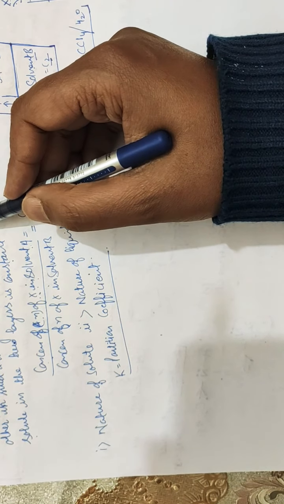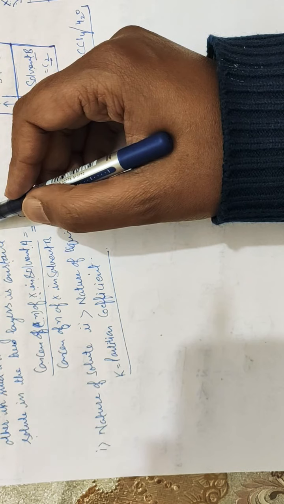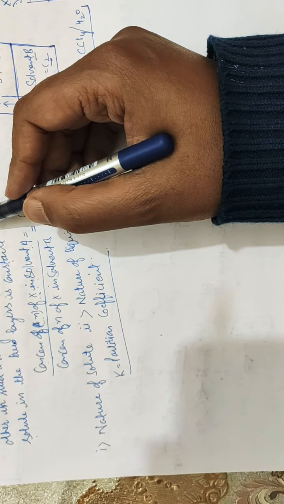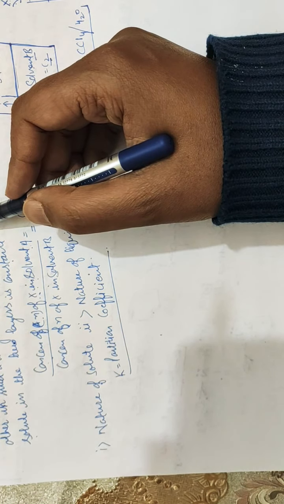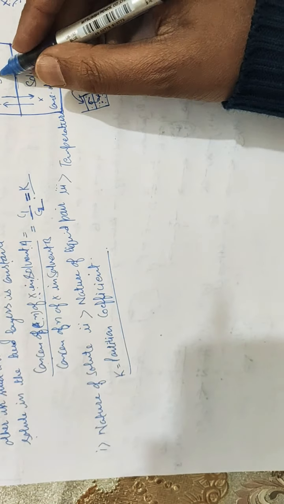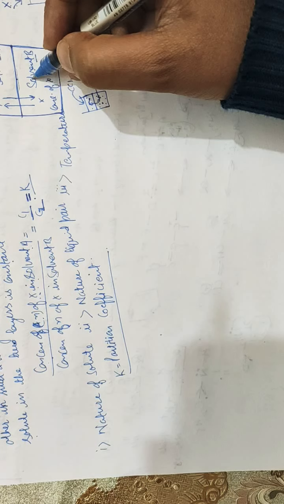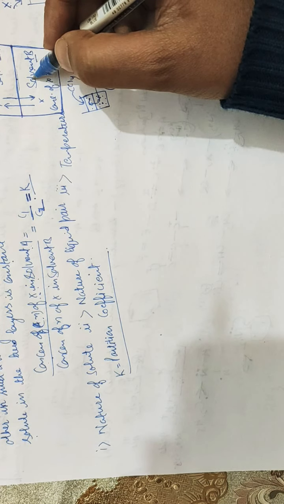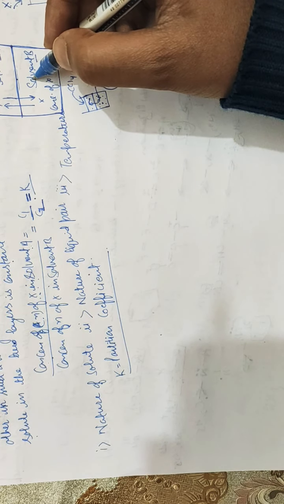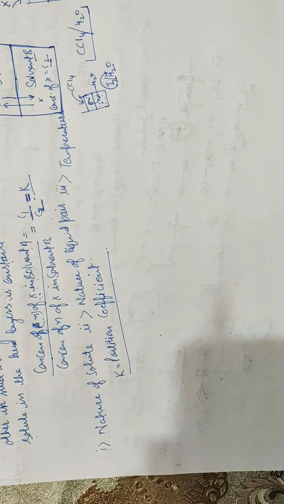I had written that in the definition. Third, the mutual solubility of the two solvents should not be affected by the addition of the solute. So the solute should not change the solubility of the two solvents with each other. Fourth, the solution should be dilute, and fifth, the molecular state of the solute should be the same in both the solvents.